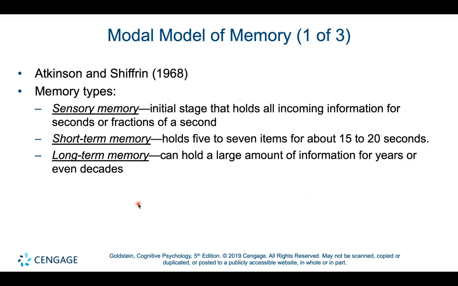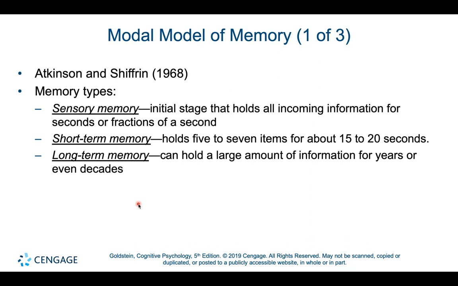So the first thing we need to do is talk about the basic structures of memory. And this is known as the modal model of memory. First put forth by Atkinson and Shiffrin in 1968. And they basically proposed three types of memory. Sensory memory, which is this initial holding stage for incoming information, and it only holds information for seconds or fractions of a second.